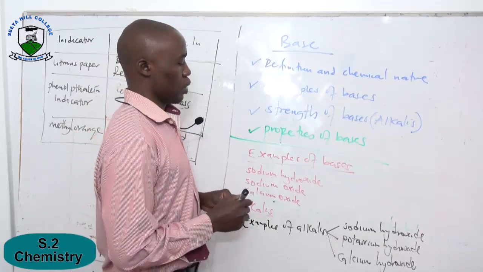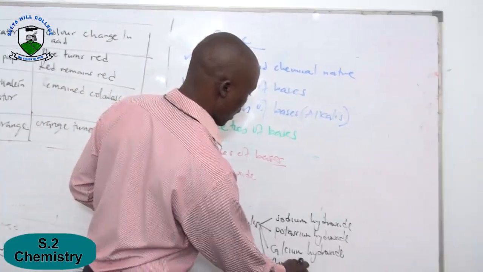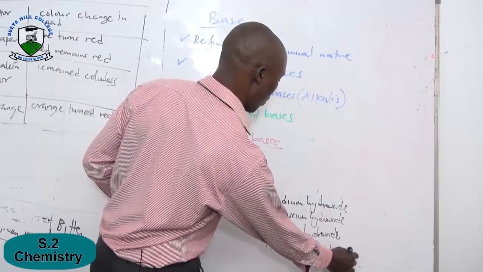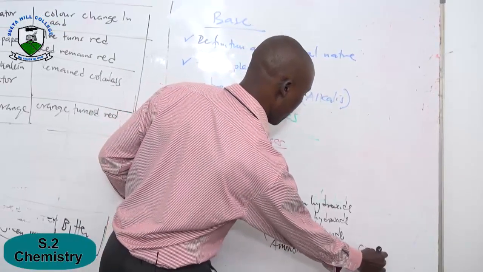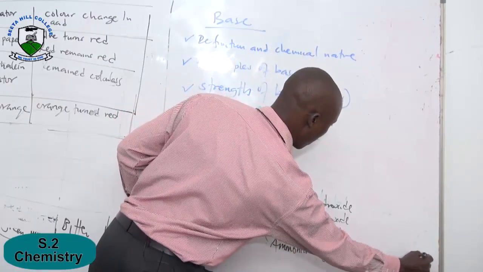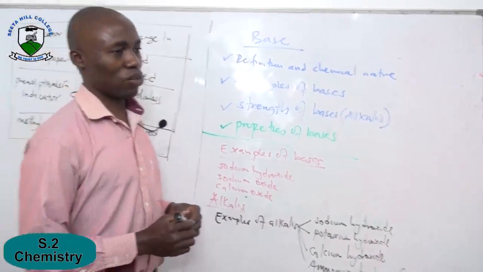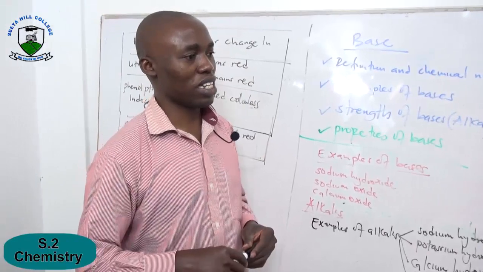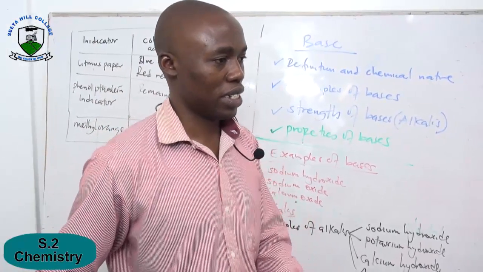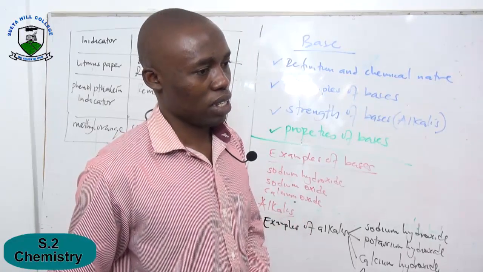The last one here is ammonium hydroxide, which is also called ammonia solution. We shall meet it ahead, that it's the solution that, when we expose it, has that smell of goat's urine. It smells like the urine of a he-goat.